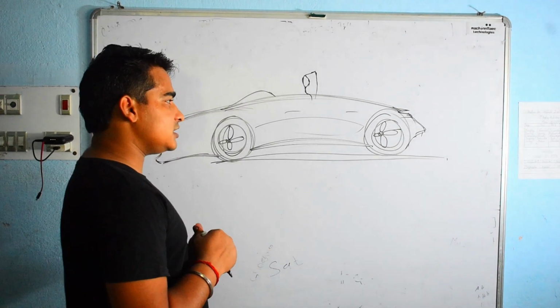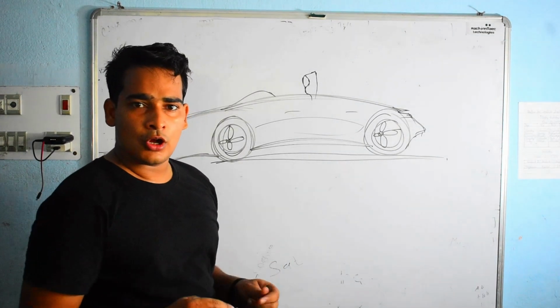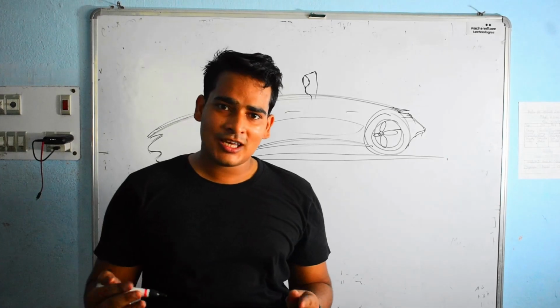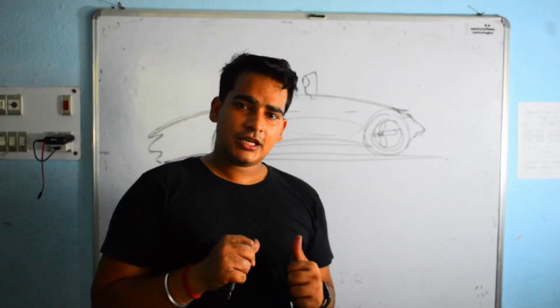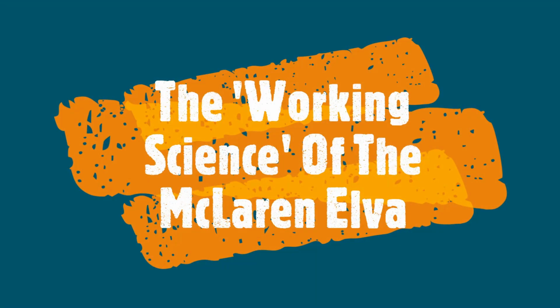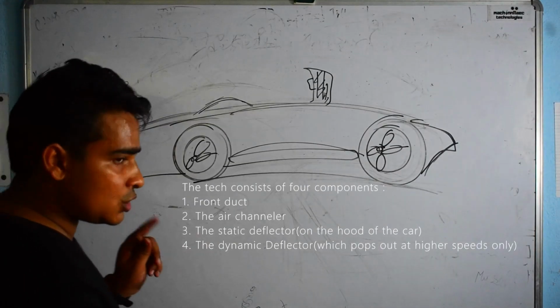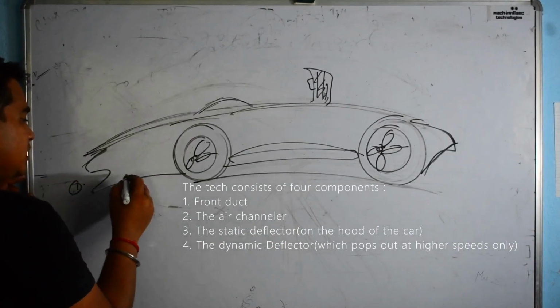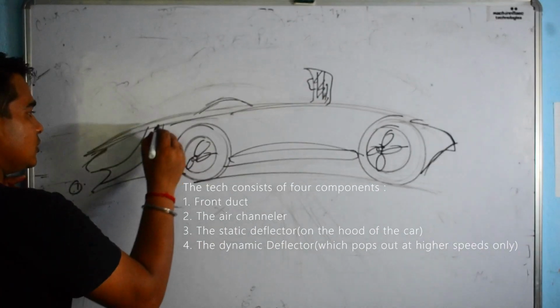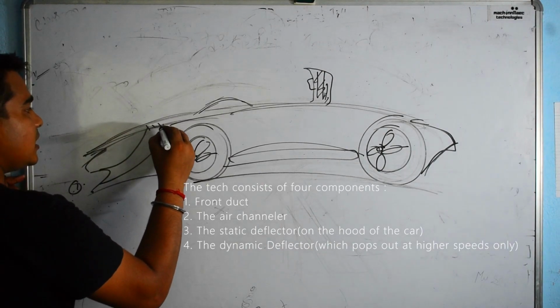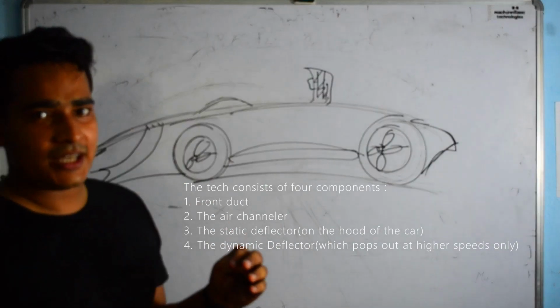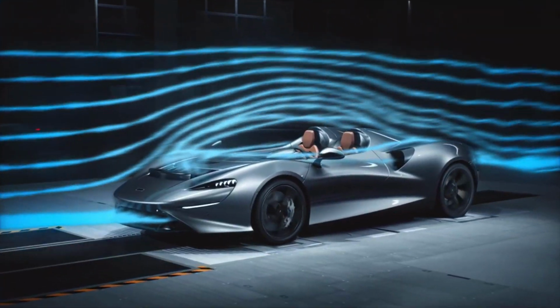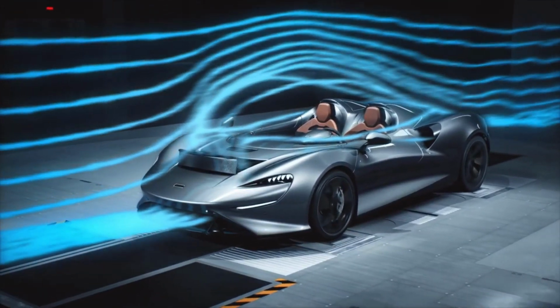Okay, so we have drawn a basic representation diagram of the McLaren Elva, and now we'll see how this actually works. So here's how this technology works. It consists of one duct, one air channeler, and one angled deflector, which is static in nature. It doesn't move actually.